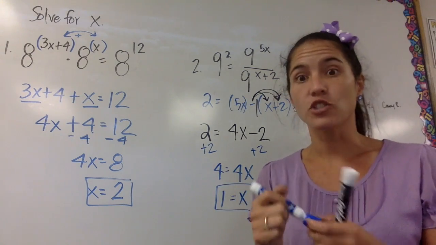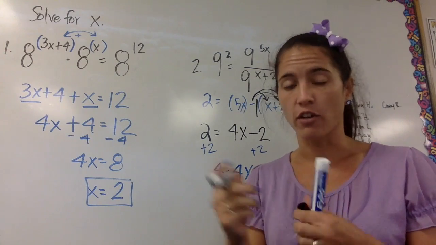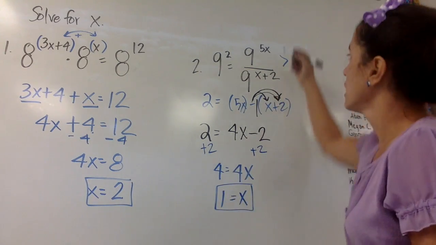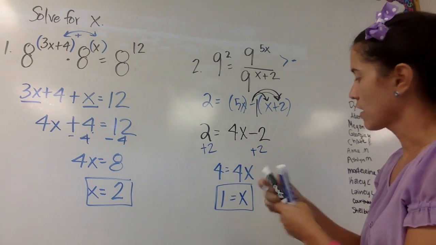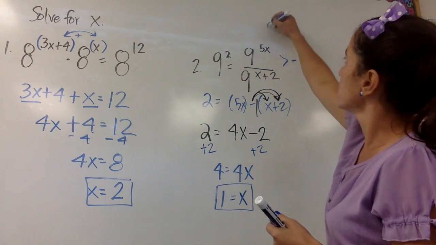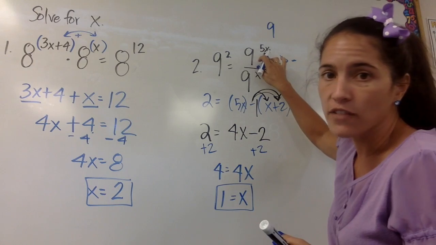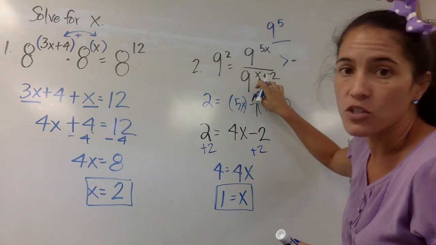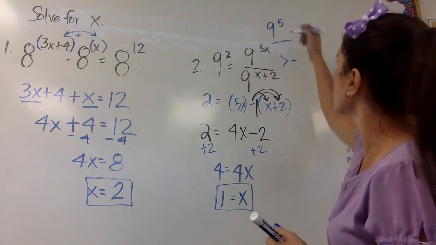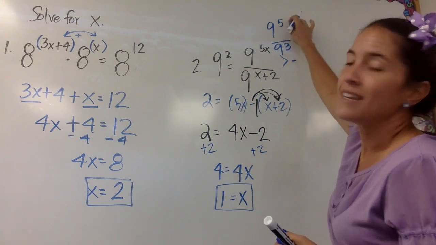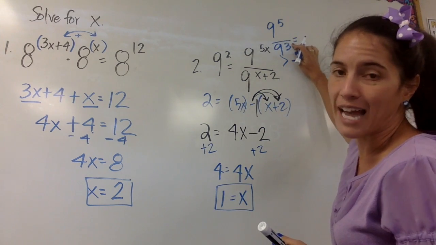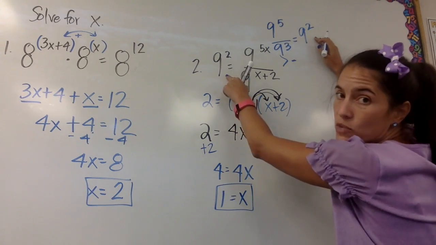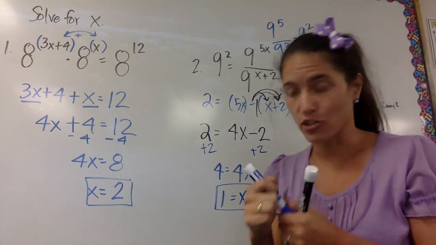And there is a way to check yourself. If you want to check yourself, then take whatever value you get for x and plug it back in. So let's just check. Let's go back up here. x is equal to 1. So 5 times 1 is 5, so 9 to the 5th power. This is 1. 1 plus 2 is 3. 9 to the 5th divided by 9 to the 3rd, you subtract, and you get 9 squared, which is what we want. So that's how you can check your answer.